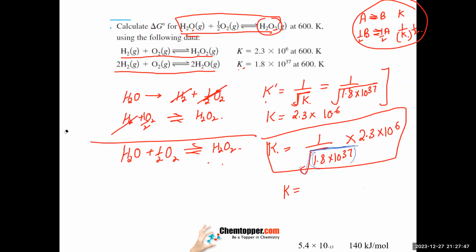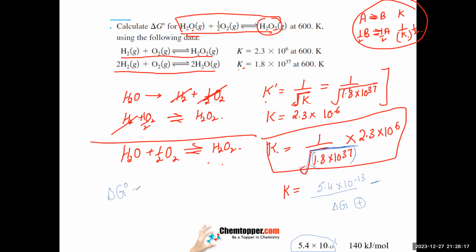Fine. Let's remove it. Is this value of K greater than 1 or less than? Here is the answer: 5.4 times 10 raised to minus 13. No units, K has no units. Is this value greater than 1 or less than 1? Less than 1. So what are you expecting for delta G, negative or positive? Positive. But they're asking you to calculate it.